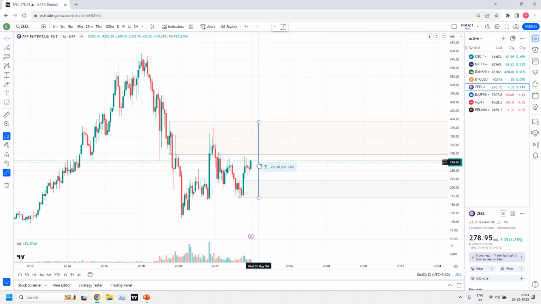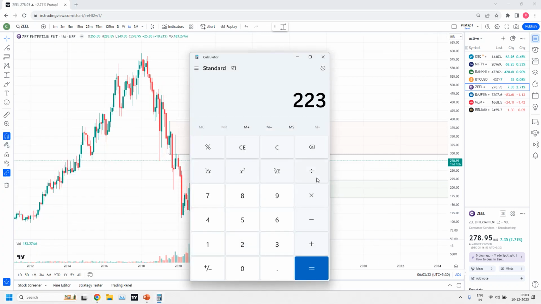Around 223 points. 223 rupees is the range from 175 to 400 rupees. This is the range, so in total we have around 223 rupees. We can say 223 points. So this 223 points you have to divide into 3. Very simple, take a calculator. 223 divided by 3, we got 74.3.